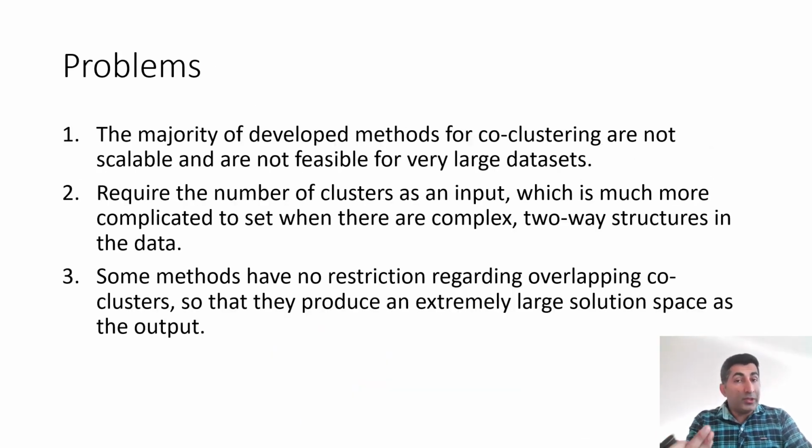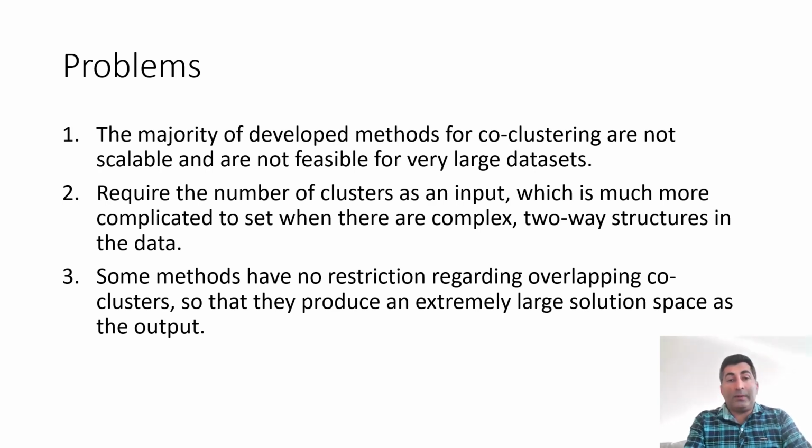So the problem is that the majority of methods are not scalable and are not feasible for very large data sets. They require a number of clusters, which is a restriction when we have two-way structures in the data. Some of these methods have no restrictions regarding overlapping co-clusters, and they produce an extremely large solution space, which is also a problem.